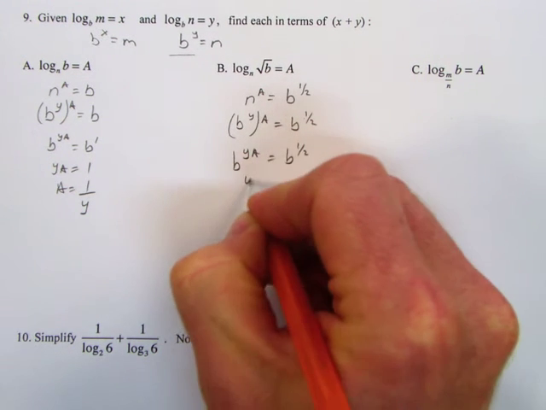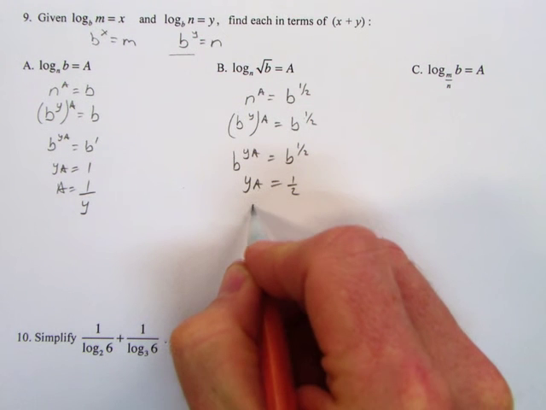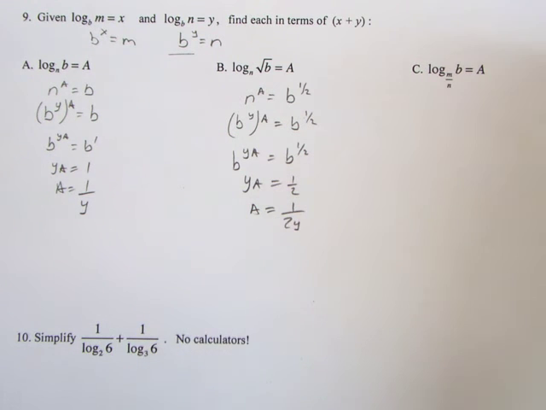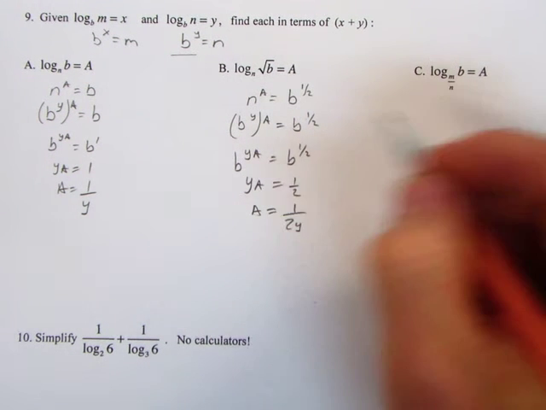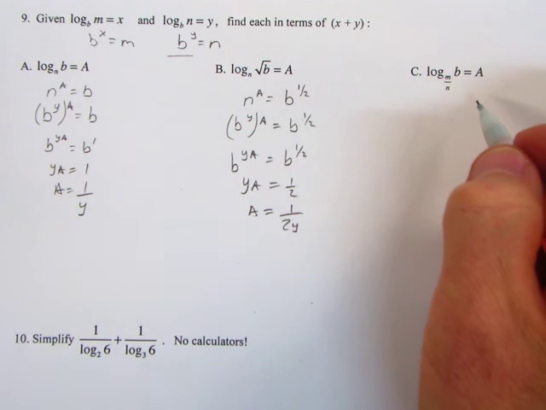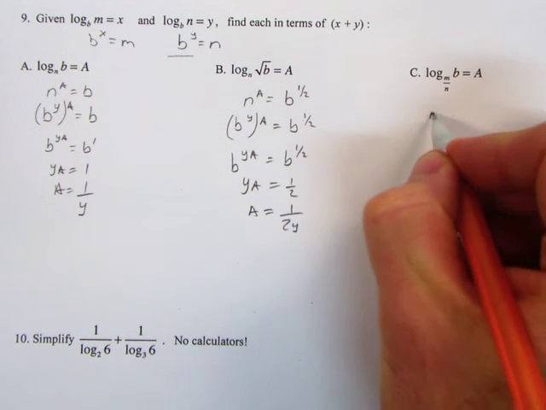Let's get rid of that parenthesis. So ya equals 1/2. Multiply both sides by 1 over y, and we get 1 over 2y. Now that was almost identical to the first one. This next one's a little bit different. So again, if you haven't tried it, stop it and try to do it yourself.